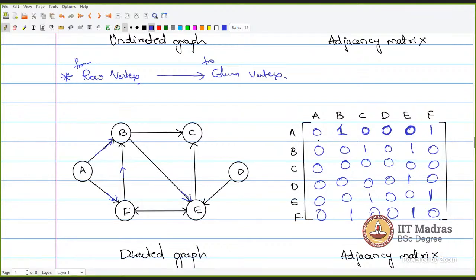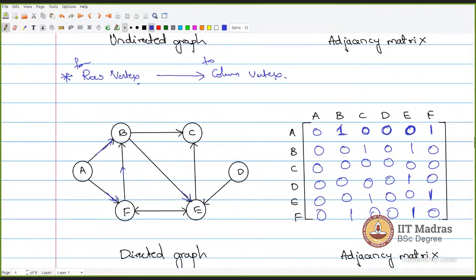So entry ij is not equal to entry ji. Entry 1, 2 is not equal to entry 2, 1. So that means this is not a symmetric matrix. That means this particular adjacency matrix represents a directed graph.